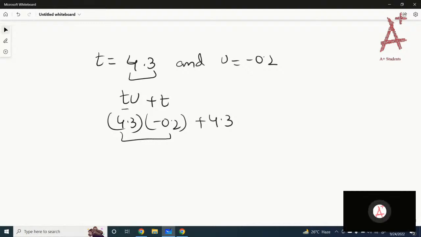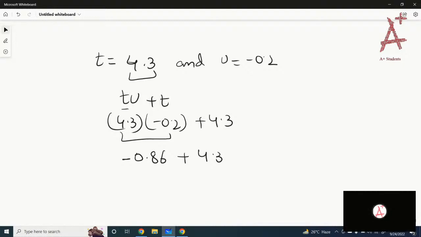Got it? So 0.2 times 4.3 is 0.86, and the answer must have a negative sign because you are multiplying two numbers with opposite signs. So then you have to add 4.3.